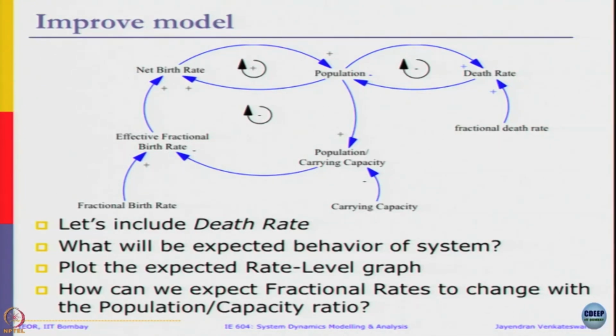Plot the expected rate level graph, and how can we expect fractional rates to change with the population to capacity ratio. So, just keep this graph in mind, keep this diagram. Again the left half is exactly the same, only thing now is population is also decreasing at a proportional rate as per the fractional death rate in addition to the net birth rate.